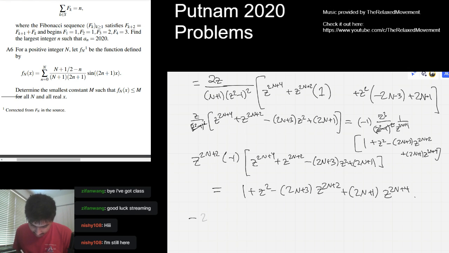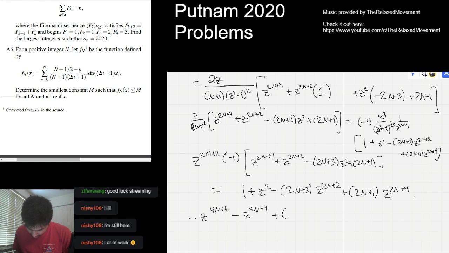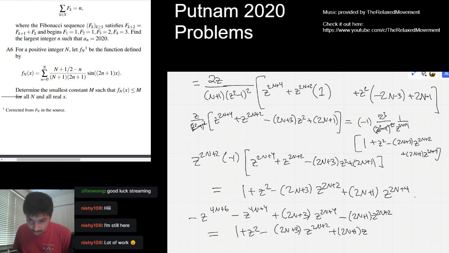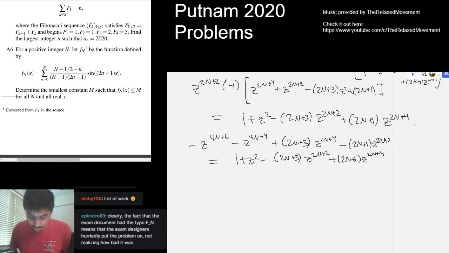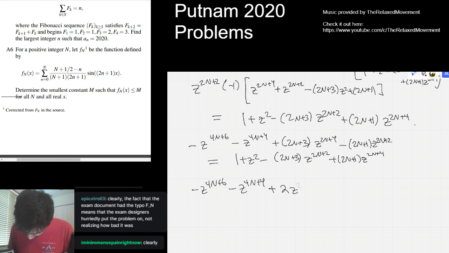So you get minus z to the 4n plus 6 minus z to the 4n plus 4 plus 2n plus 3 z to the 2n plus 4 minus 2n plus 1 z to the 2n plus 2, and this is actually not that bad because all the things corresponding to n cancel out. Plus 2z to the 2n plus 4.